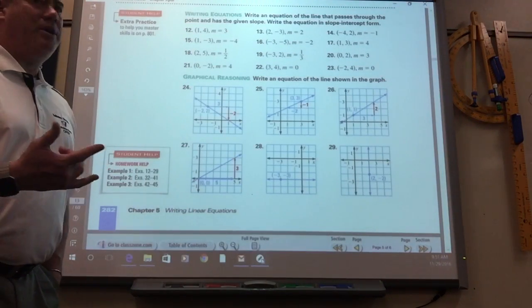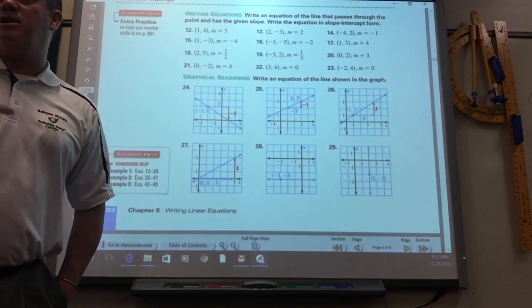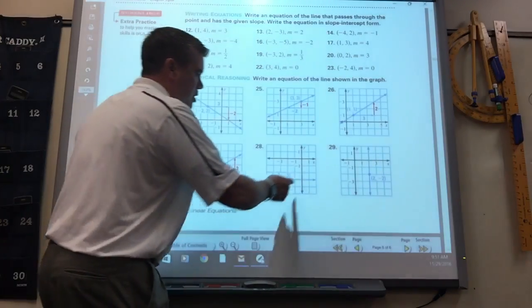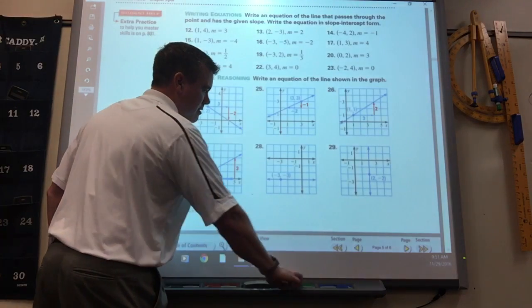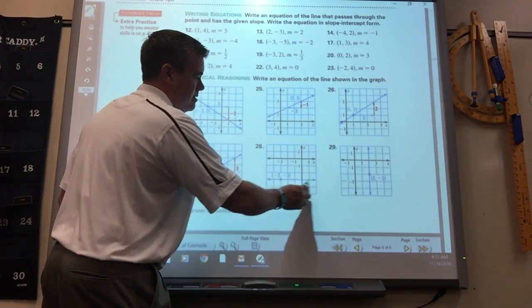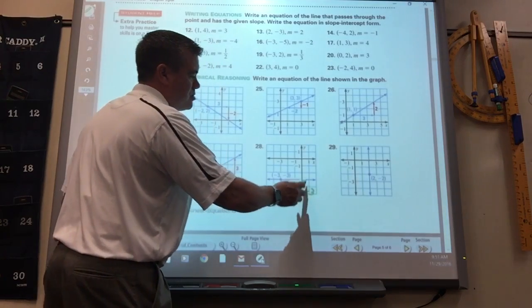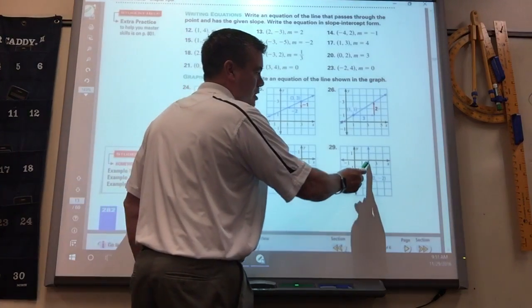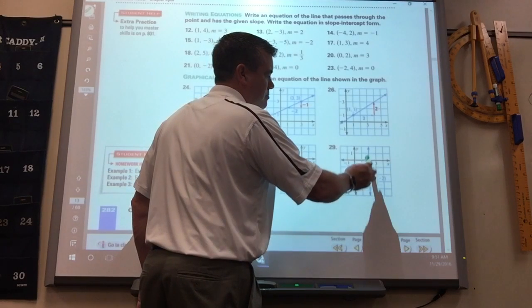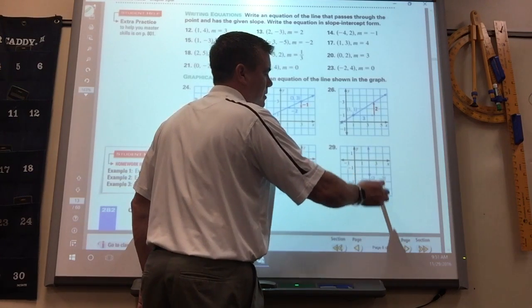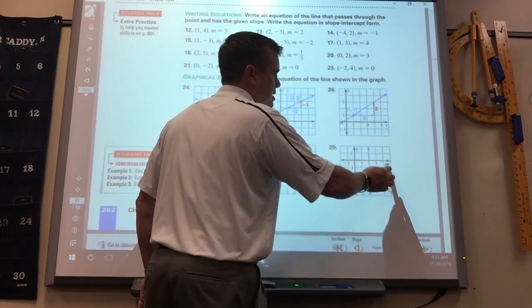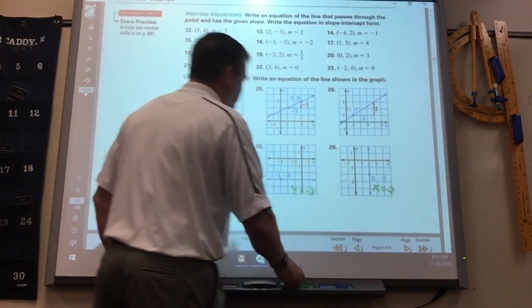Okay, even though we don't have to do these, I want to point out, because these will come up throughout the chapter. If you had to write the equation of this line right here, what's the equation of that line? Y equals negative 3, because it crosses the y-axis at negative 3. What's the equation of that one? X equals 2, because it crosses the x-axis at 2.